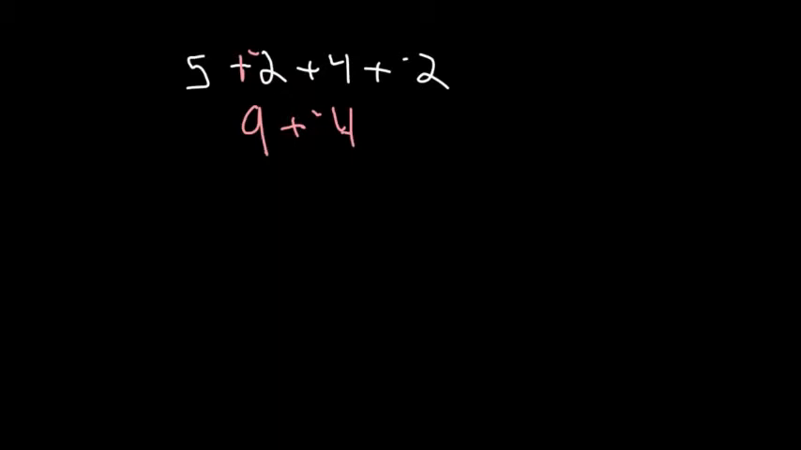So now I have 9 plus negative 4. I'm going to subtract those. 9 minus 4 is 5. And the 9 is greater than the 4, so I keep that sign, which is positive. So my answer is a positive 5 for this.